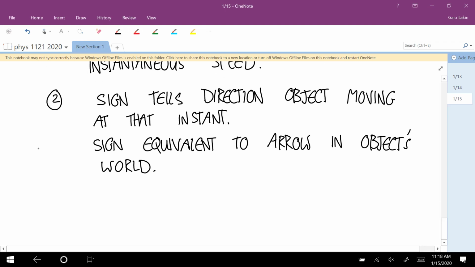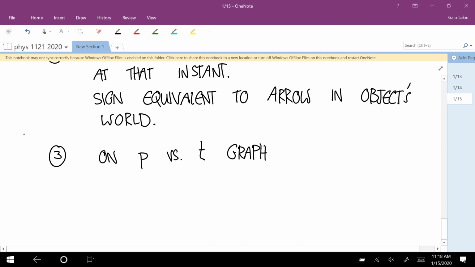Okay. And the last thing is, since we talked about position versus time graphs before, on a position versus time graph, v is the slope of the tangent at that chosen instant.